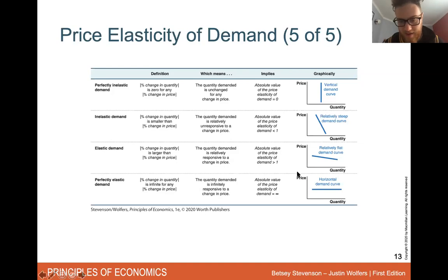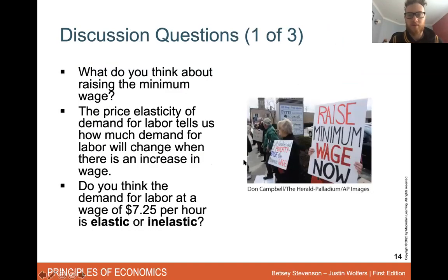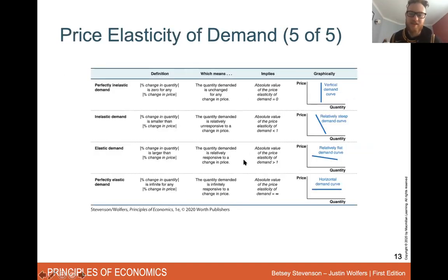Yeah, you got that right here with that. Oh, sorry, still learning this PowerPoint stuff. Yeah, if there's any change in quantity, it's infinite for any percent change in price. Yeah.